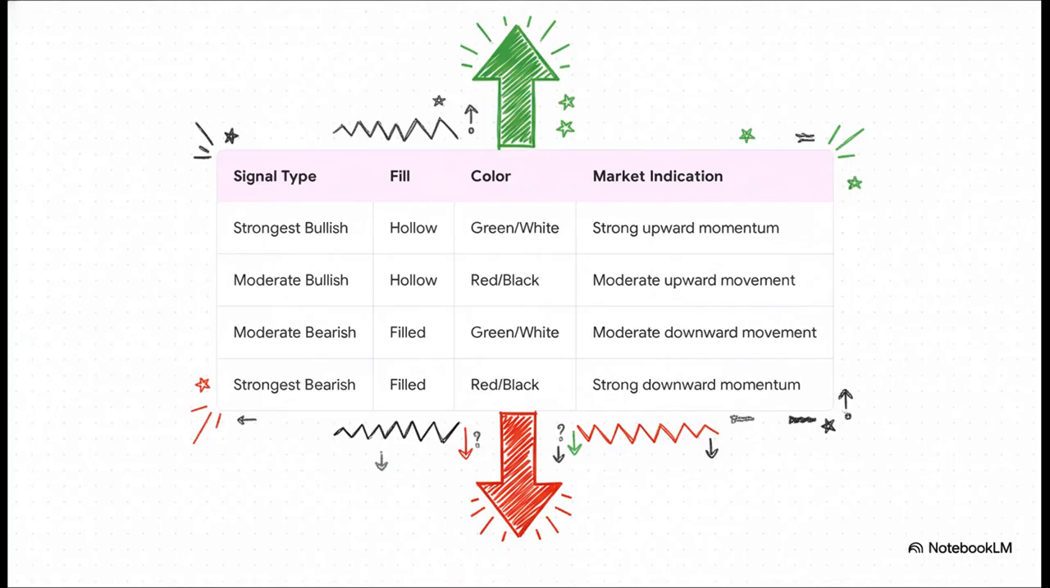Let's see what they actually look like. And here it is. This is the payoff. A hollow green candle means the price closed higher than its open and higher than the previous close. That is your strongest bullish signal right there. Now, on the flip side, a filled red candle means the price closed lower than its open and lower than the previous close. That's a super clear sign of strong downward momentum. The two in the middle, though, that's where we start to see all the nuance. Those moments where a trend might be struggling or getting weaker.